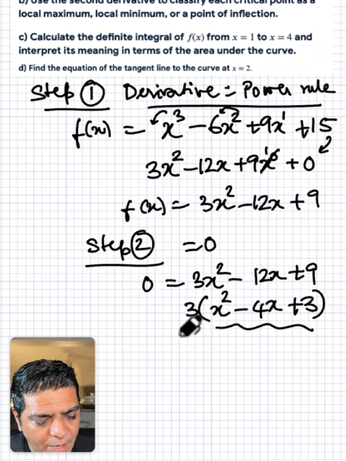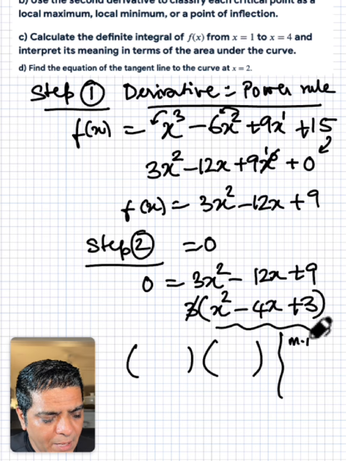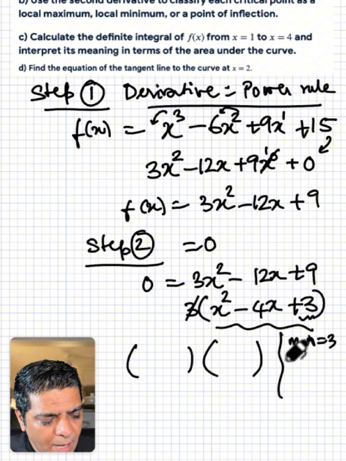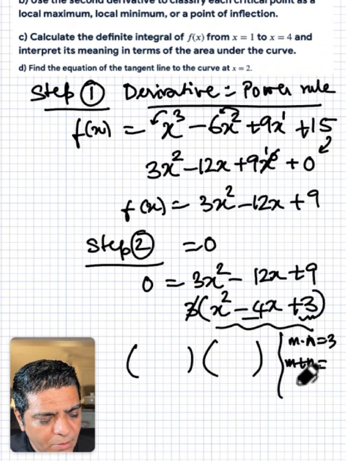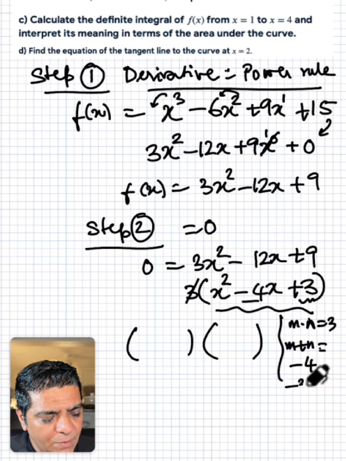Let's try to factor that. Okay, that is equal to 0. So I'm going to cancel my 3. Okay, so I'm going to open 2 parentheses to factor that, and I need m and n, m times n equal to 3, and m plus n, 2 numbers, equal to negative 4, the center coefficient. Those numbers we can quickly see are negative 3 and negative 1. They multiply to 3 and they add up to negative 4.